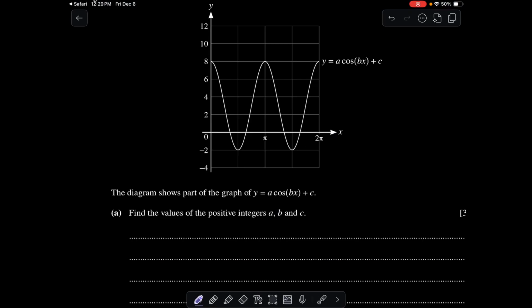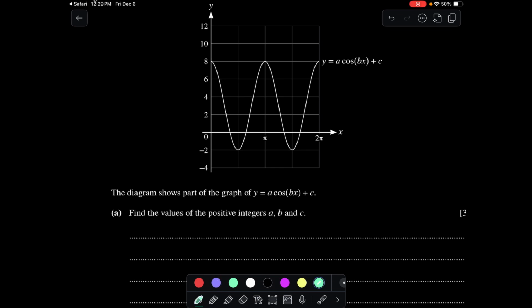So in today's tutorial, we're going to look at trigonometric functions. We're going to try and find the trigonometric function when the graph of the trigonometric function is given to us. So in this question, you can see that the trigonometric function is a cos bx plus c. So let us try and understand what a, b and c stand for.